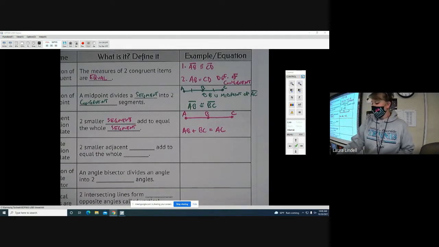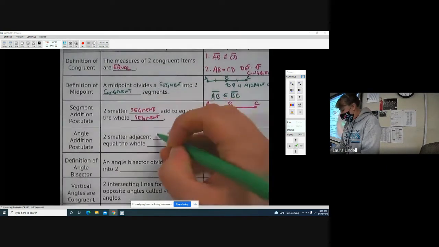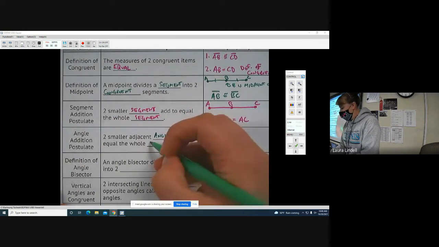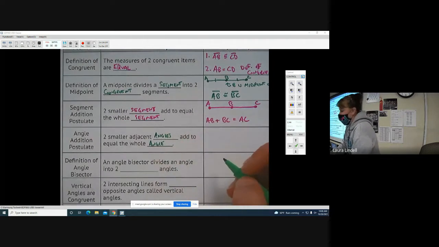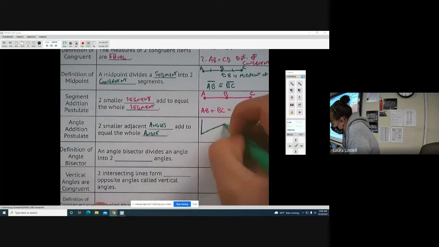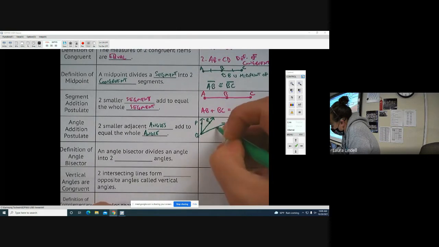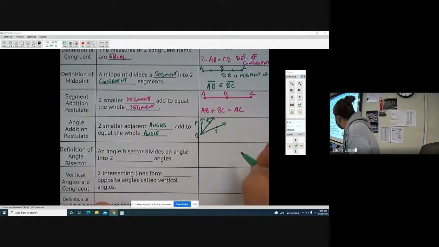All right. So just like segment addition, we also have angle addition. It's the same idea, but it applies to angles instead. Two smaller adjacent angles add to equal the whole angle. It's this idea that if we've got something like this, we call this P, Q, R, S.